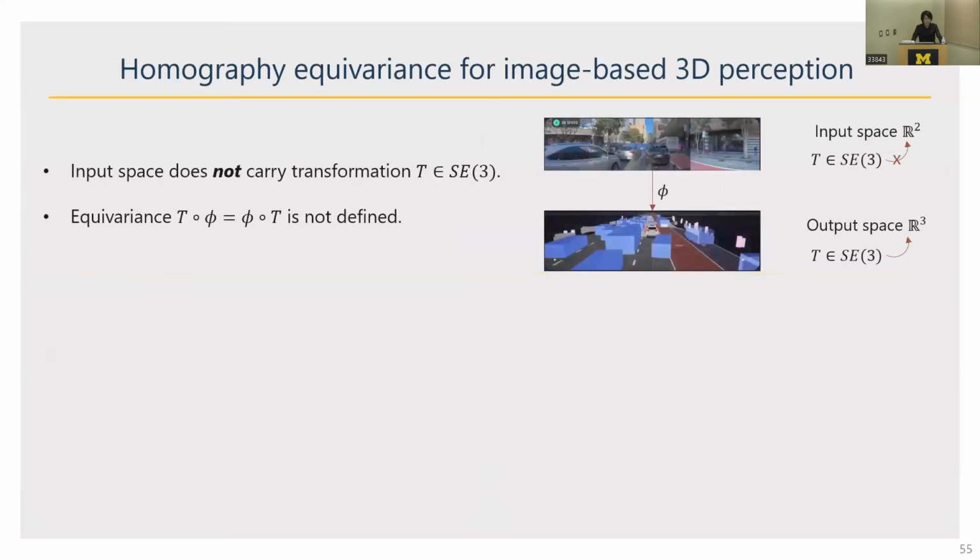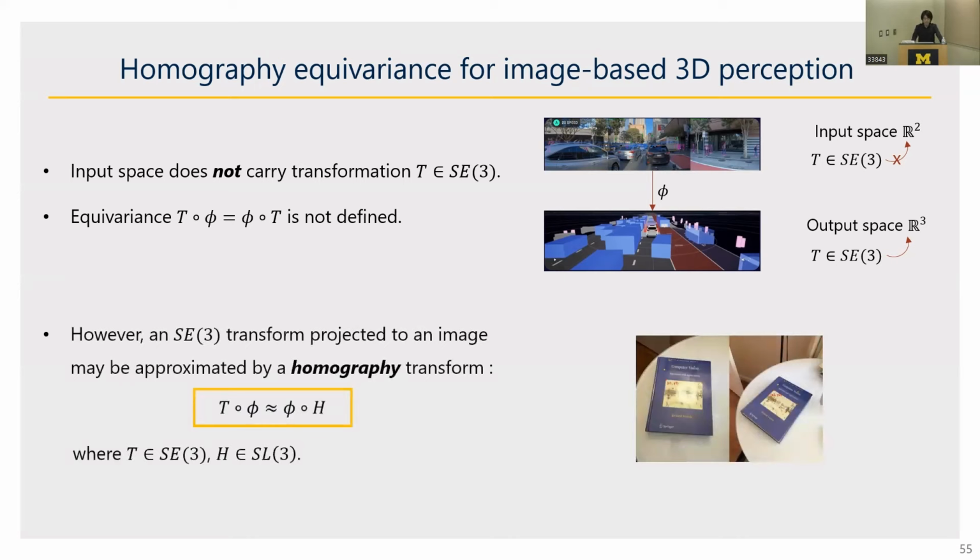First is homography equivariance for image-based 3D perception. We already discussed that we cannot directly use SE3 equivariance in image-based 3D problems because the input space simply does not carry SE3 transformations. However, an SE3 transform when projected to an image may be approximated by a homography transform. For example, in the figure shown on the right, the SE3 transform of the camera when projecting an image can be visualized as a homography transform visualized by the book plate. So I think it is potentially beneficial to explore this equivariance. That is to use the homography transform in the image space to approximate SE3 equivariance to bring more reliable image-based 3D perception.